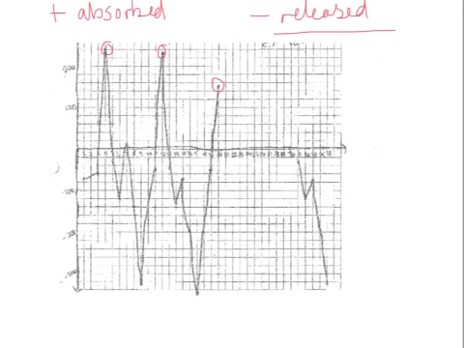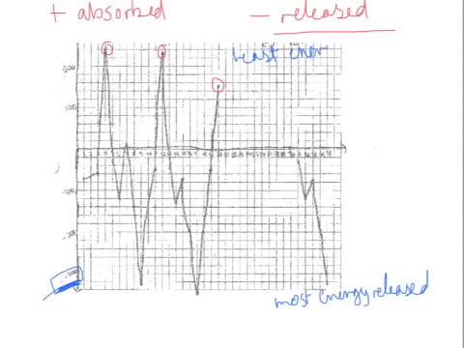Now, the high negative values. We said that negative means that energy is released. So high negative values means that a lot of energy is released. So down here, these are the elements that have the most energy released. Up there is the least energy released.